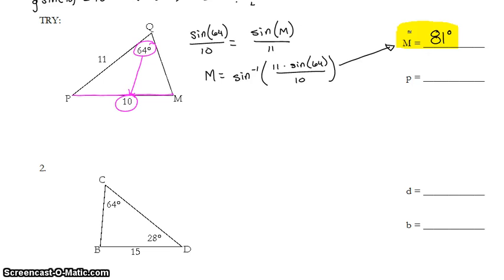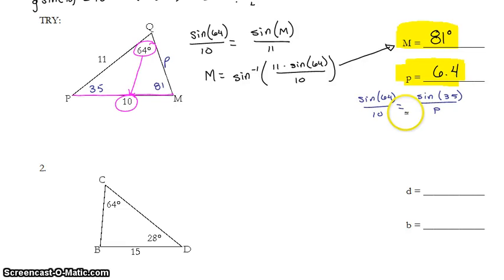If you haven't tried to find the side length P, please do so now after you press pause. And we should find that that side length is 6.4. This is the proportion we set up. Cross multiply. You'll wind up dividing both sides by the sine of 64. Put everything in your calculator at once and we get 6.4.